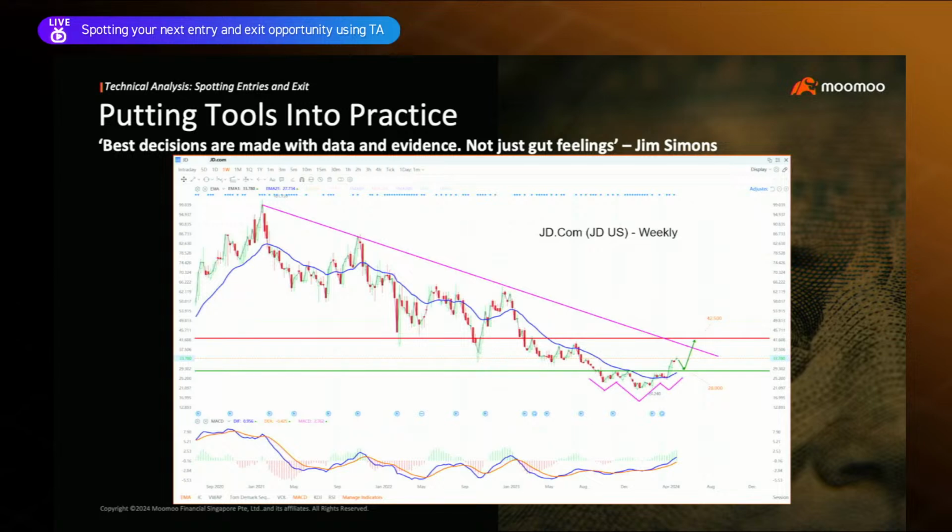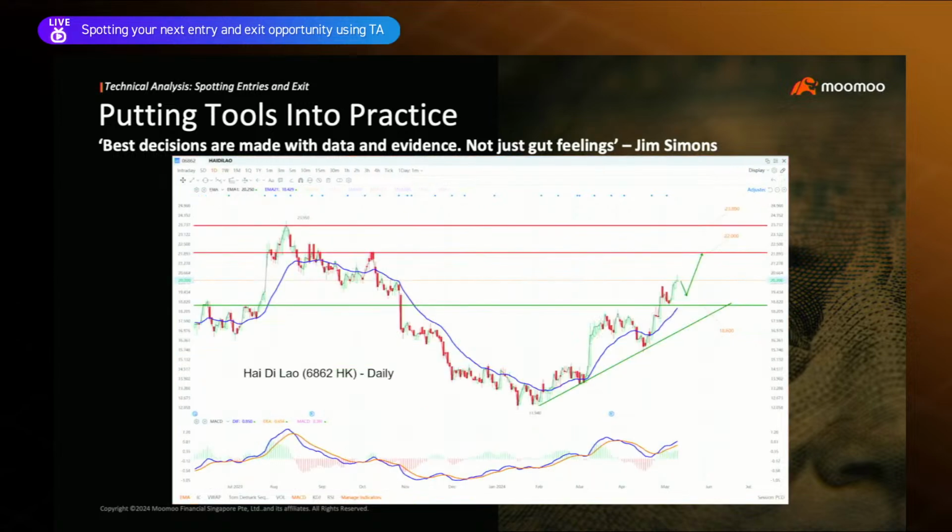So this is JD.com. Another chart that I want to share with you guys would actually be Haidilao. For those of you Singaporeans who are a bit like foodies, you love food like myself, Haidilao is quite a nice place to go for that family gathering every once in a while. Not often. Maybe some of you do it often, but I don't do it very often.